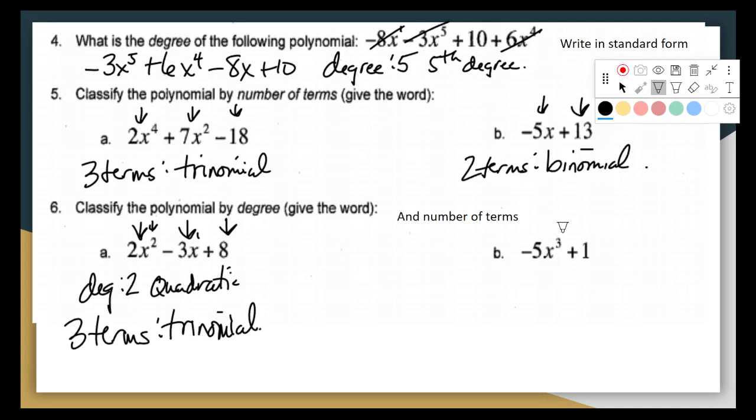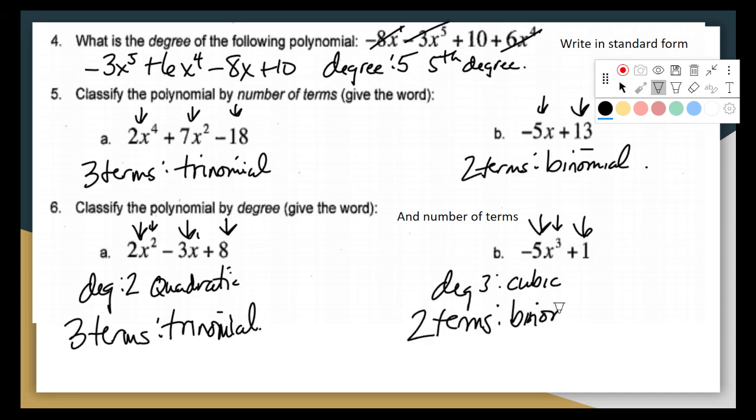So we would call this a quadratic trinomial when we put it together. This one here, are they in order? Yeah, they're in order. So that's degree 3. We call degree 3 cubic. And then it has 1, 2 terms, 2 things being added and subtracted. We call this a binomial. So this is a cubic binomial. That's its name.